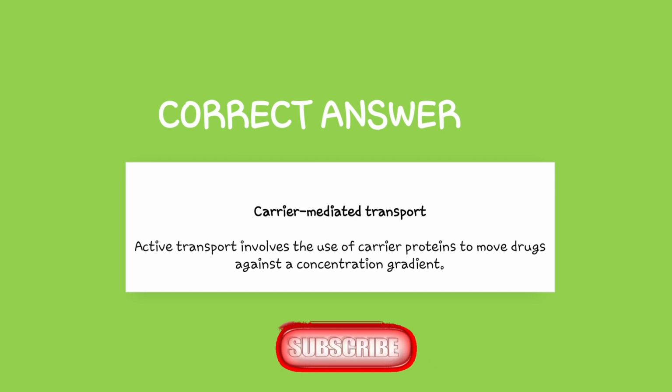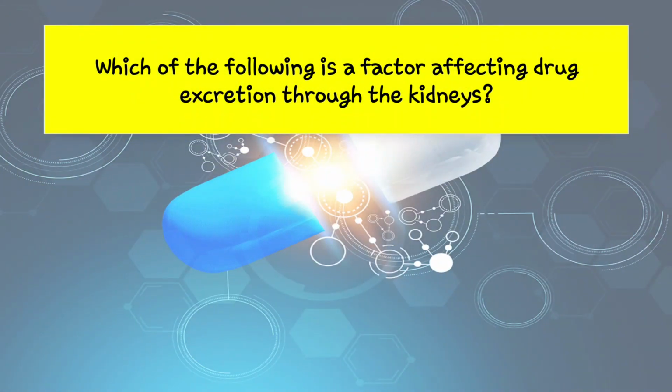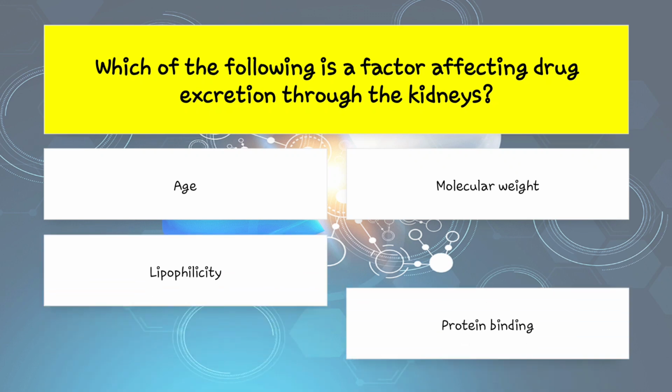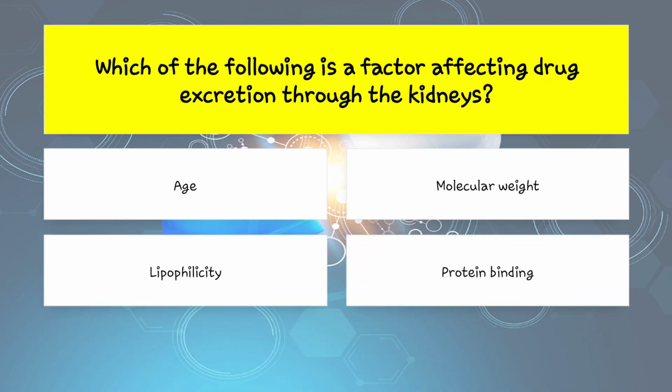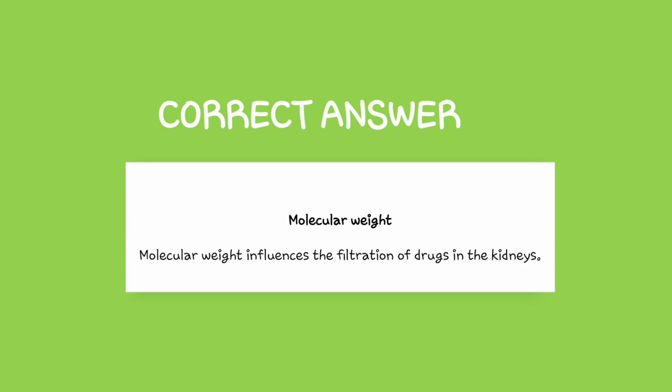Okay. Moving to next question. The question is, which of the following is factor affecting drug excretion through the kidney? The options are age, then molecular weight, lipophilicity or protein binding. Your time starts now. Stop. The correct answer for this question is molecular weight. So molecular weight influences the filtration of drug in the kidney, right? So that is the responsible one.